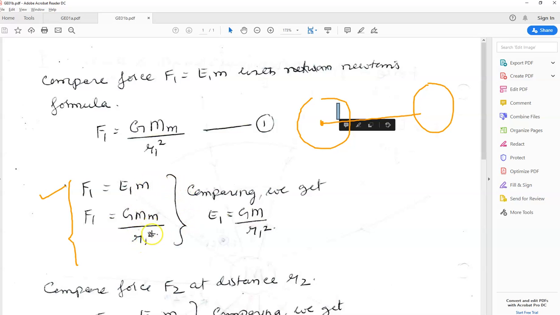Now when you compare these two, this E1 equates to everything in here. So when you compare, you get E1 is equal to GM by r1 squared. So this looks like the formula to find the value of the gravitational field at the distance r1.